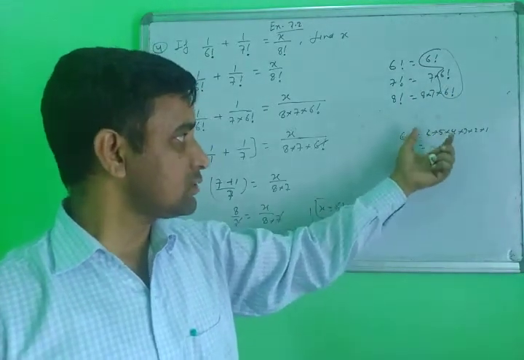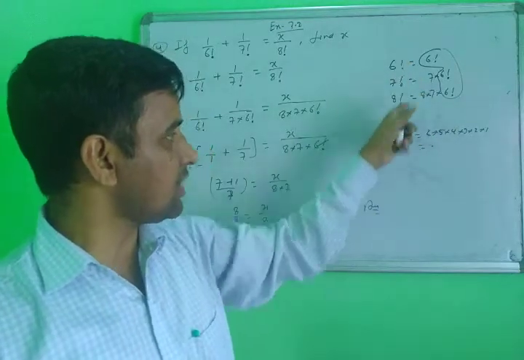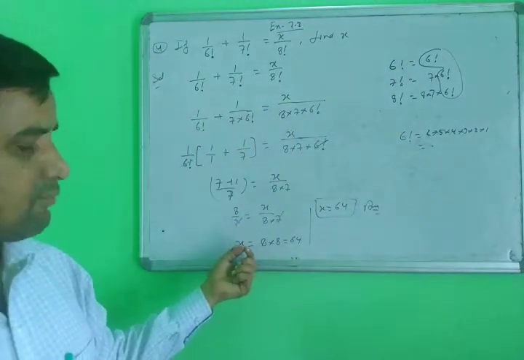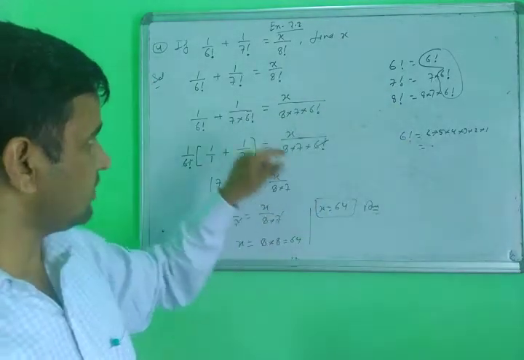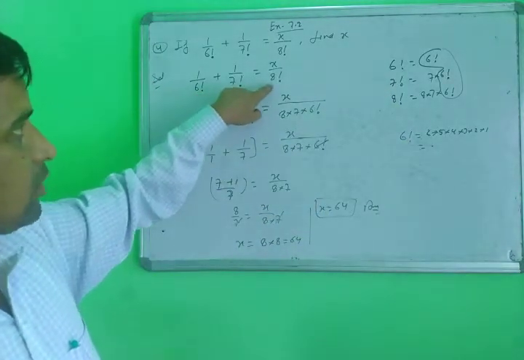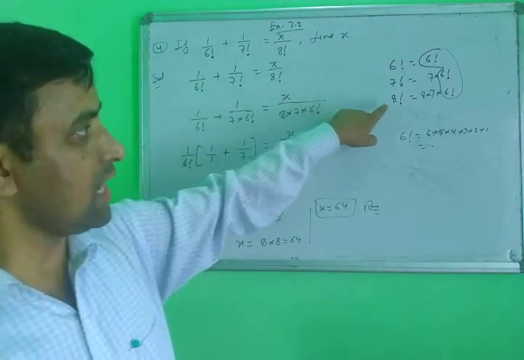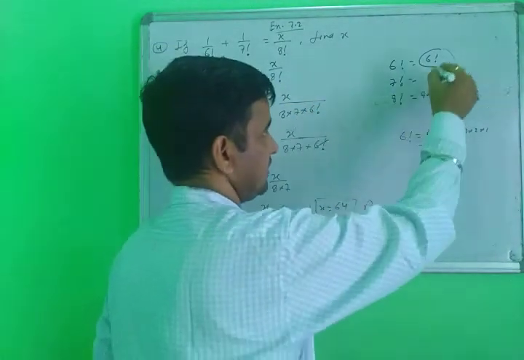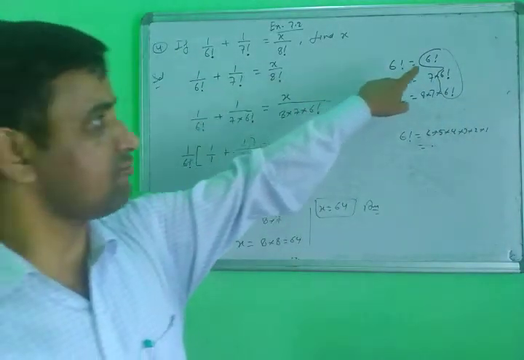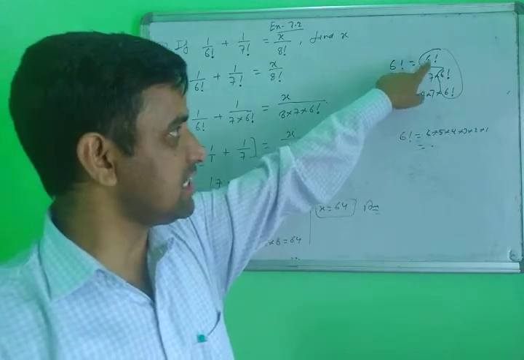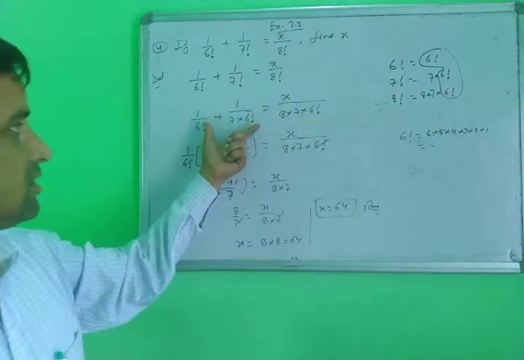So to save time on the question, you calculate according to this way, then your time will be saved. So don't expand factorial 8 fully. You will expand according to this way. Then this will make a like form, and this will make a like form. Then you can easily calculate factorial 6, factorial 7, factorial 8 in this way.